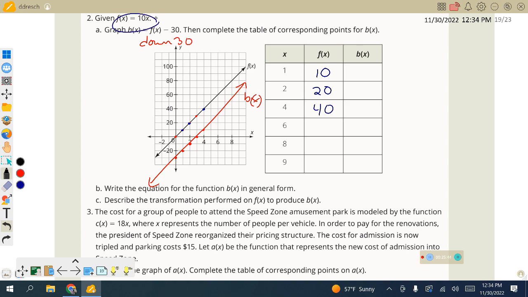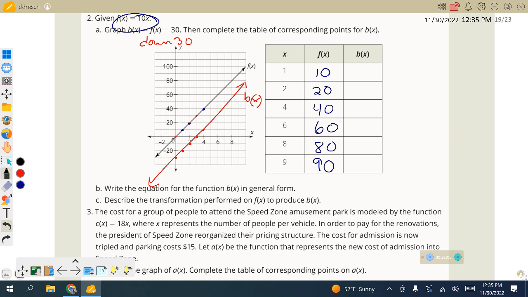What is my original function? 10x. 10 times 1, 10 times 2, 10 times 3, and so on, up to 10 times 5,000. Just add on a 0, 50,000. I got you, Colin. All right, now let's go ahead and fill out the table for the b of x.